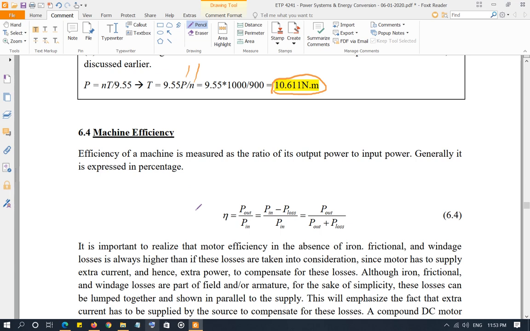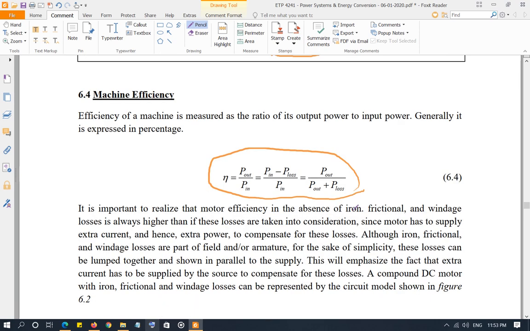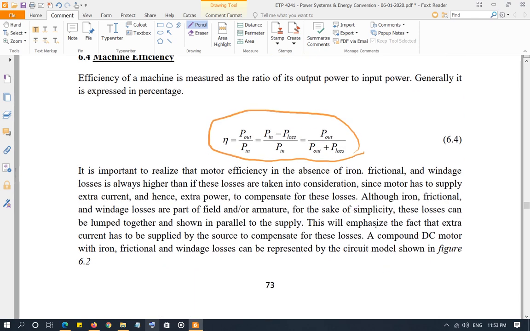Efficiency of the machine is measured in terms of output over input. Output can also be measured as input minus the total losses, and input can also be measured as output plus total losses. So any of these formulas can be used to calculate the efficiency of the motor. Now in the shunt motor, generally in chapter number 5 we did not include any iron losses or frictional losses. The only losses that we considered were the copper losses in the shunt field and the armature.